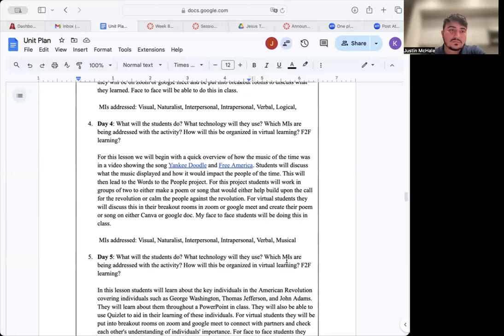So this goes into the project Words to the People, where students will be able to make a poem or a song in which they're trying to either build up the anger leading to the revolution or trying to calm people down. So for Zoom and Google Meet, they'd be doing this in breakout rooms, and face to face would be doing it together, but they'll be doing it in Canva.